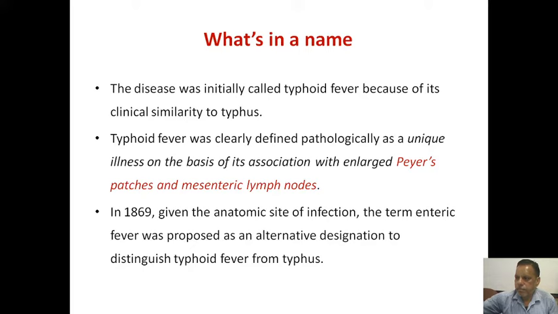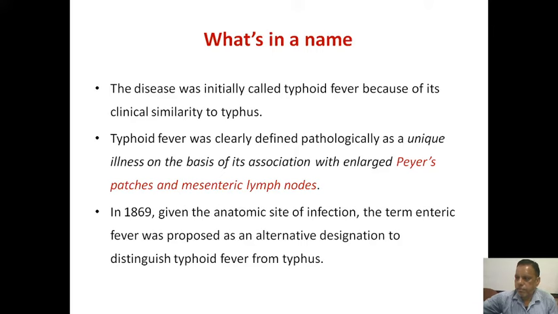Typhoid fever was clearly defined pathologically as a unique illness on the basis of its association with enlarged Peyer's patches and mesenteric lymph nodes. So we would see briefly in the pathogenesis, typhoid fever happens through the agency of inflammation of the Peyer's patches and mesenteric lymph nodes. This is one of the pathological hallmarks of the disease typhoid fever.